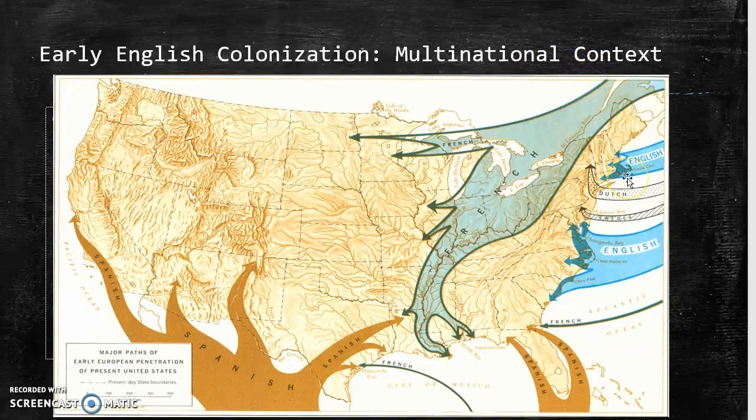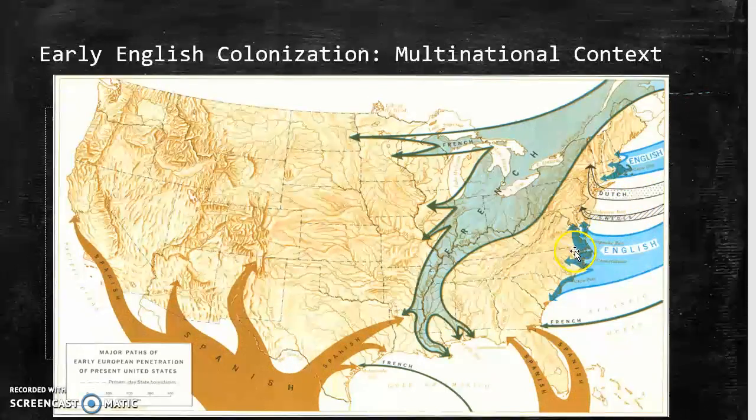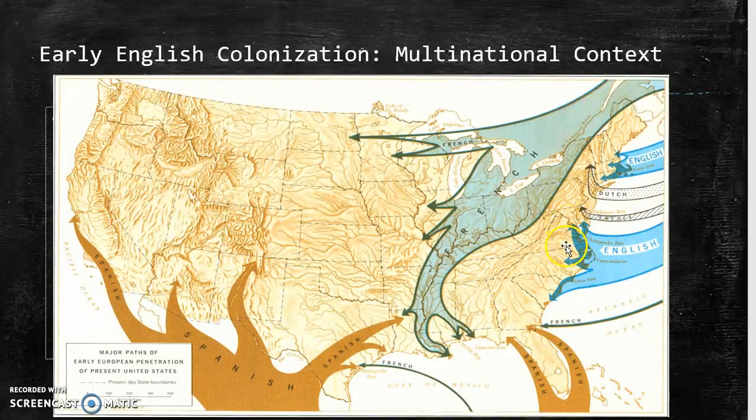So a lot of the times when we study American history, we're really focused up here. This is like the Pilgrims and the first Thanksgiving, and maybe we're focused down here with Pocahontas and Jamestown and John Smith and all that. But this English colonization of North America happened in a multinational context.